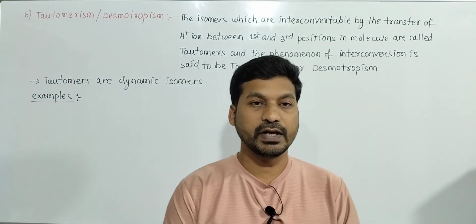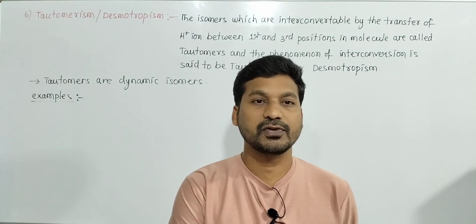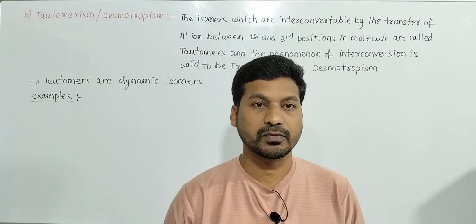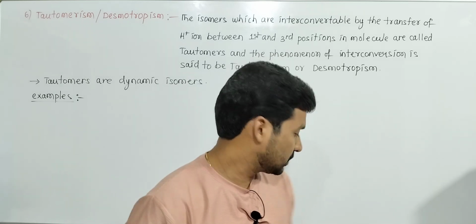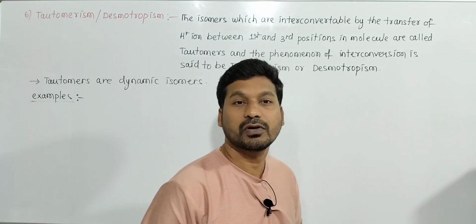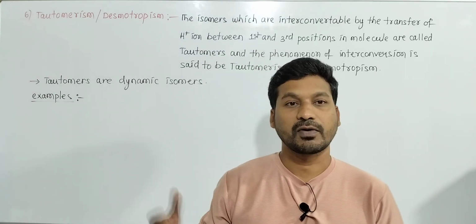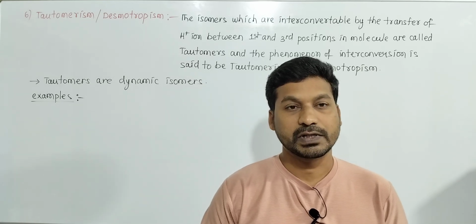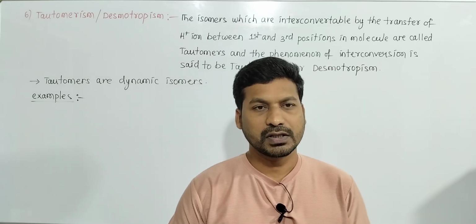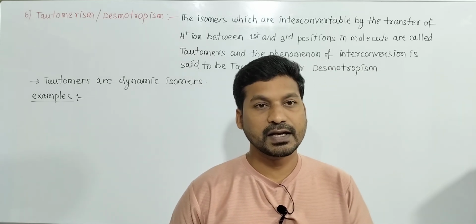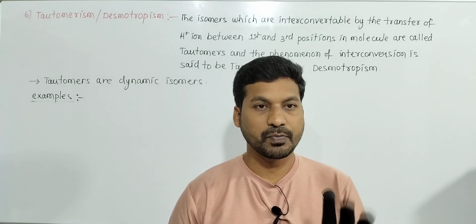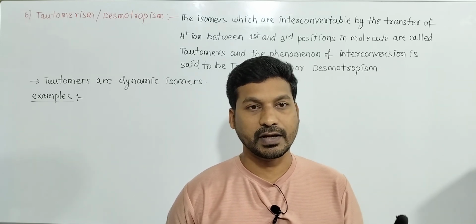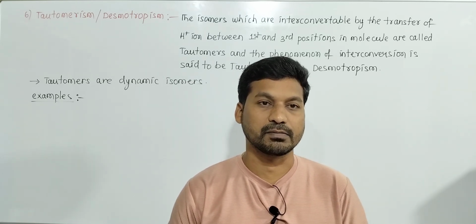Hello everyone, in this video I am going to explain the last isomerism in structural isomerism, that is tautomerism. Tautomerism is also called as desmotropism. So what are tautomers? Tautomers are the isomers which are interconvertible by the transfer of H plus ion between first and third atom.